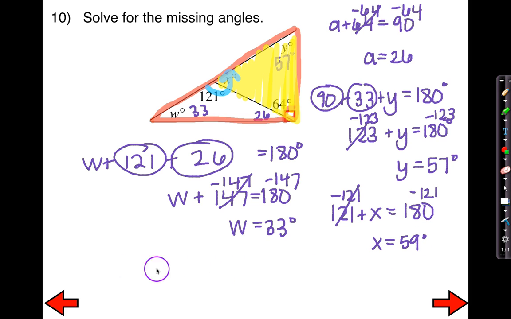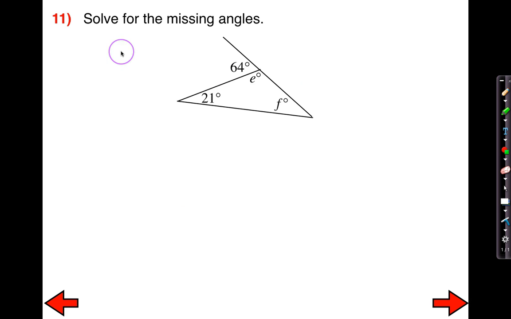So to answer the question, I know angle W is 33 degrees. I know that angle X is 59 degrees. And last but not least, angle Y is 57 degrees. Now, they didn't name this. I named this one myself. That's why I didn't bother including it in my answer. So go ahead and pause the video and try 11 on your own.